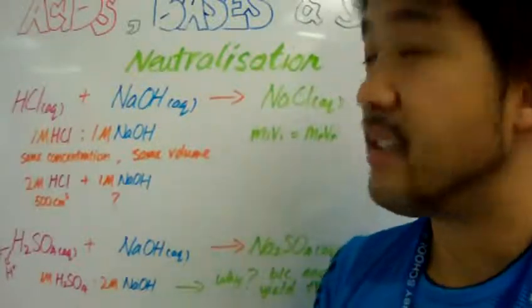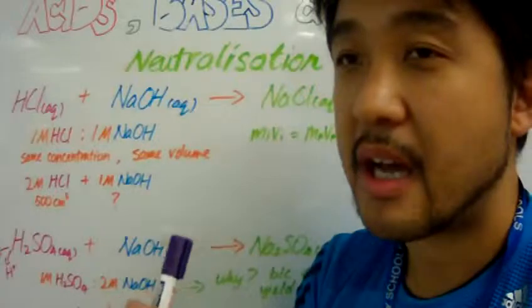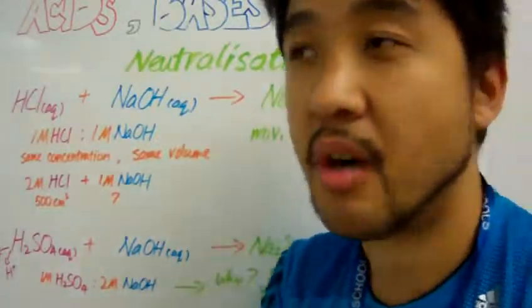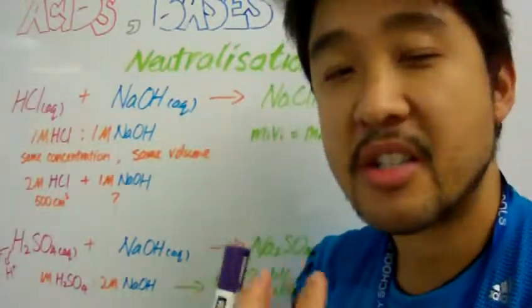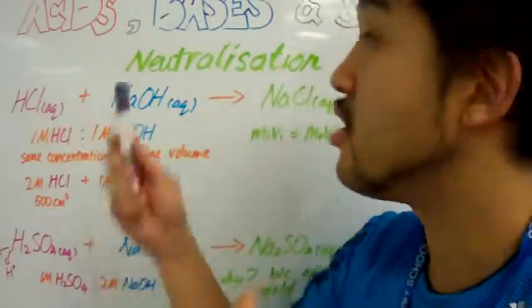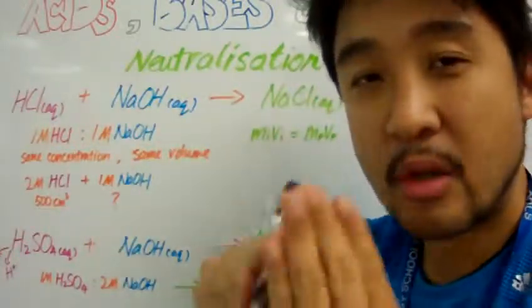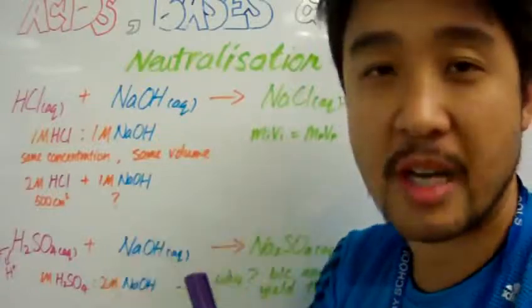So we know that acids and alkalis, when they mix together, form salt and water. And this process is called neutralization. Now we're going to talk about the quantitative aspects of neutralization.